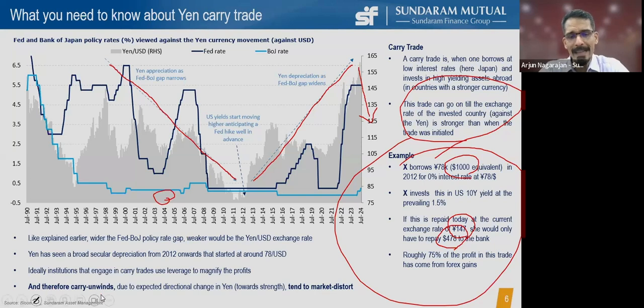And therefore, when carry trades unwind, because these carry trades generally are leveraged, for example, if I have 100 rupees, I will leverage that, and it will be this leveraged money that will be invested in these carry trades, which means when these carry trades unwind, they tend to distort markets, because a significant amount of leveraged money is getting unwound. Now, this is largely what you really need to know about the carry trade.